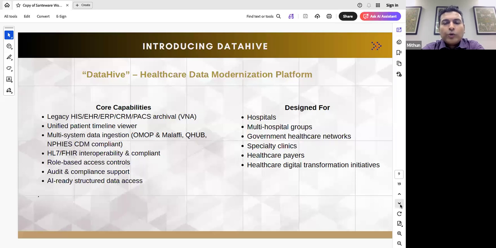Now, this platform could be used by anybody. It could be used by a single hospital, by a secondary or tertiary level hospital, by multiple hospital groups, by government healthcare networks, by specialty clinics, healthcare payers, and anybody who has undergone digital transformation initiatives. So it is a pretty holistic platform, and it has multiple sub solutions and accelerators or tools built in, depending on the need of each organization.